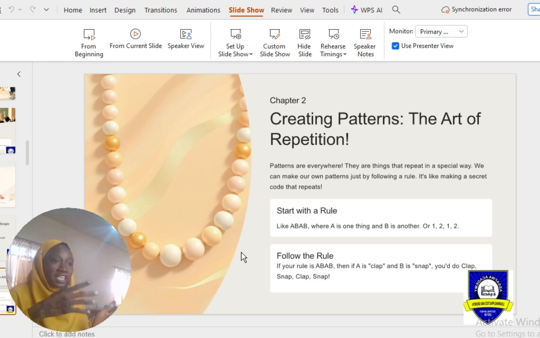Now we have A, B. You want to create a pattern, and we gave an example in the class. We have A, B. The next in the pattern will be what? A. Very good. Now we have 1, 2, 1, 2. The next will be 1. And we have triangle, circle. The next one will be triangle. So that is a pattern, and you follow the rule. If your rule is A, B, and A is clap and B is snap, you do what? Clap, snap. That is it.